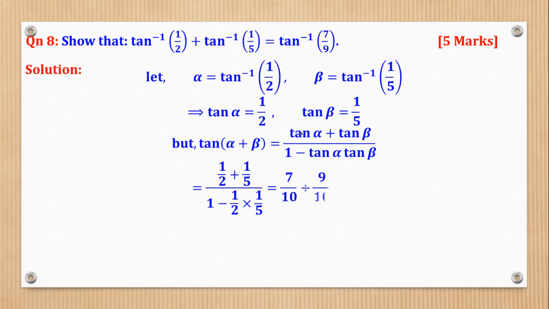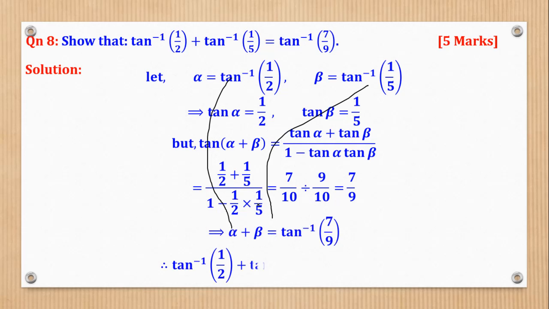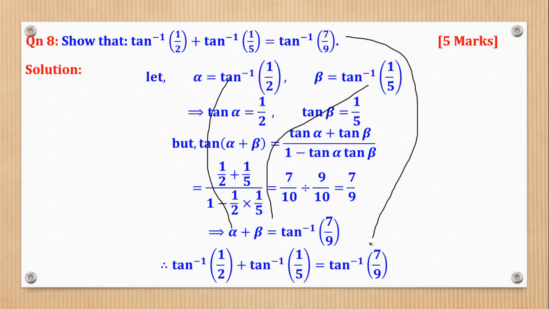Then you shall come and substitute for tan alpha and tan beta. Tan alpha, tan beta. The numerator gives 7/10, denominator gives 9/10, everything gives 7/9. Then put tan on the other side to become alpha plus beta is equal to arctan 7/9. But remember that alpha is this and beta is this. So substitute, you'll be able to get the required proof.